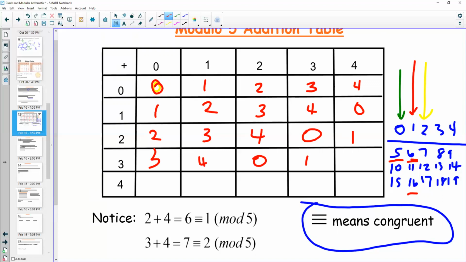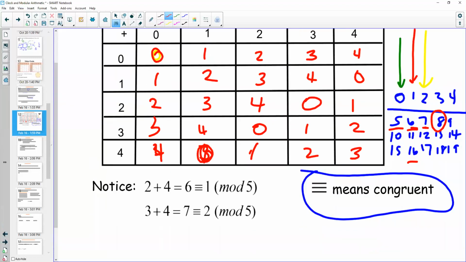3 plus 4 is 7. 7 is in the 2 column. It's equivalent to 2. And so on. Oops. Oh my gosh. 4, 0, 1, 2. 4 plus 4 is 8. That's in the 3 column, so it's equivalent to 3.